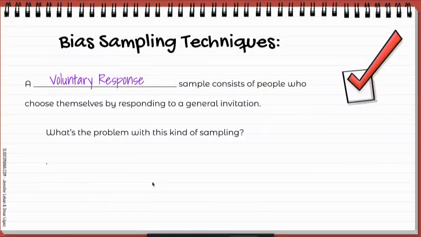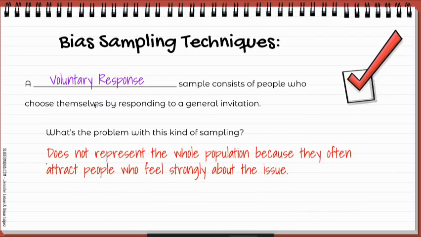A voluntary response sample consists of people who choose themselves by responding to a general invitation. So, this would be an example of someone calling you on your phone and saying, "Hey, would you like to answer a couple of survey questions? Would you like to participate in our poll?" How many of y'all say yes? Or how many of y'all hang up? Or maybe put on a funny accent and answer the questions? So, what's the problem with this kind of sampling? It does not represent the whole population because they often attract people who feel strongly about the issue.